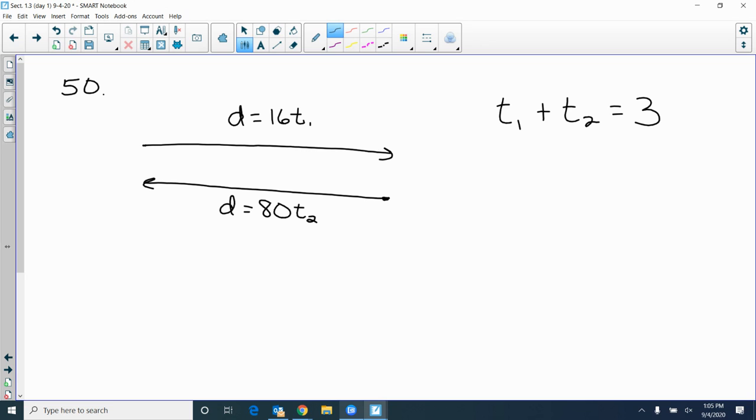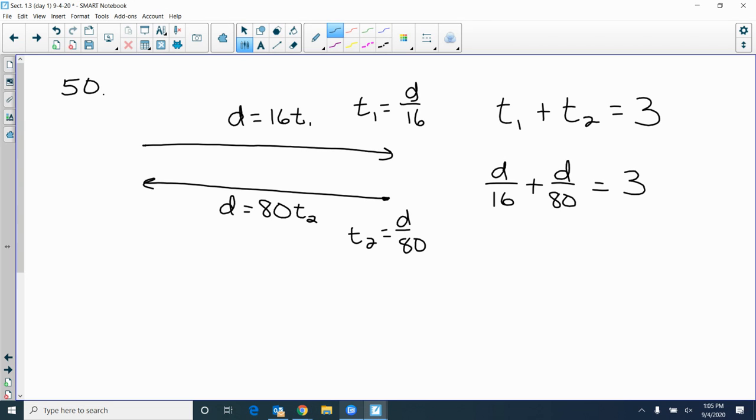Well, isolate T1. What does T1 have to equal if I get it by itself? Divide by what? 16. So D divided by 16. T2 is going to be D divided by 80. Now, in order to do this, the distance has to be the same for both of them. That's the way I can get away with this. Is the distance going to be the same? Yeah, you're going to the friend's house one way, you're going right back. Distance has to be the same. So D over 16 plus D over 80 has to equal 3.